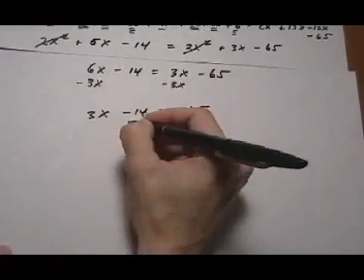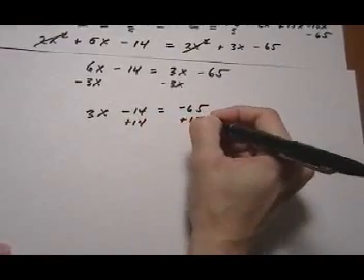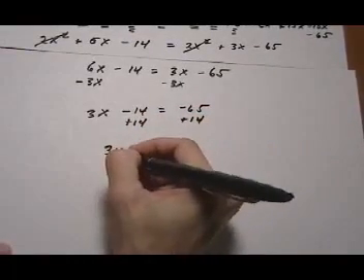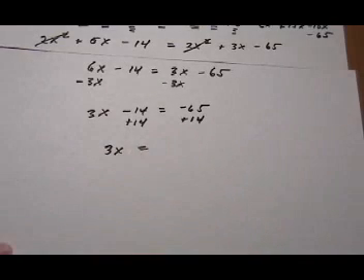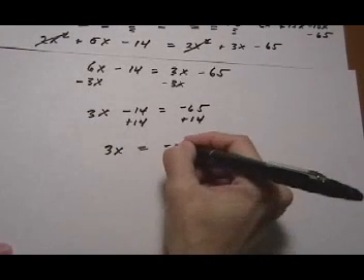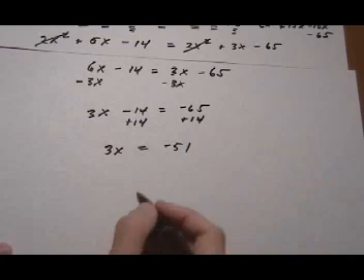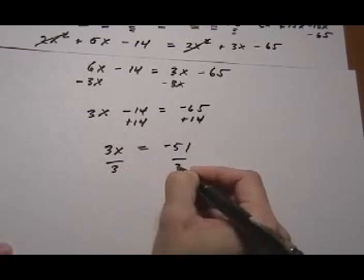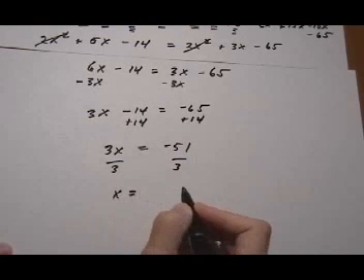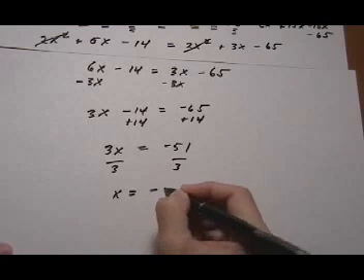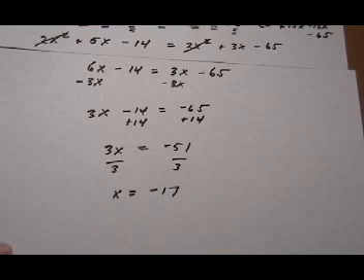Now we want to move numbers to the other direction. Add 14 both ways. 3x equals minus 51. Divide by 3 and we will have our answer. X equals minus 17.